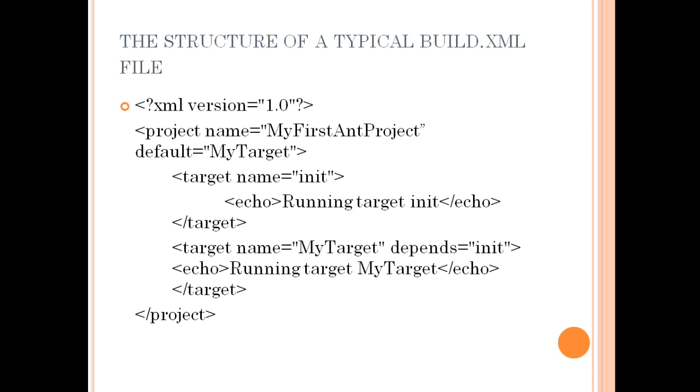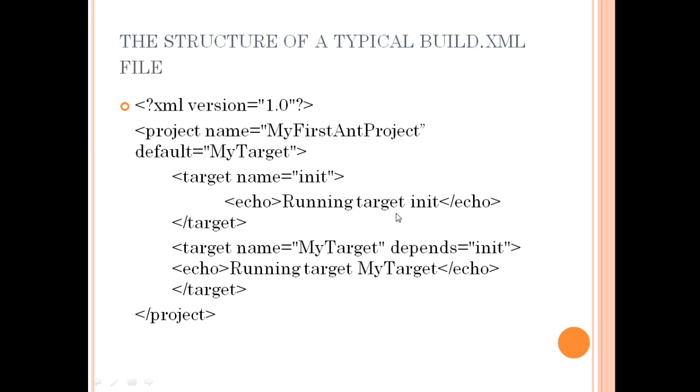Copy, move, delete, make directory, compile code, create jar. All these things are fundamentally tasks. A target is a collection of these tasks. A collection of such targets is your project. So a project will have a set of targets, and a target will have a set of tasks. This is the general structure of your build script.